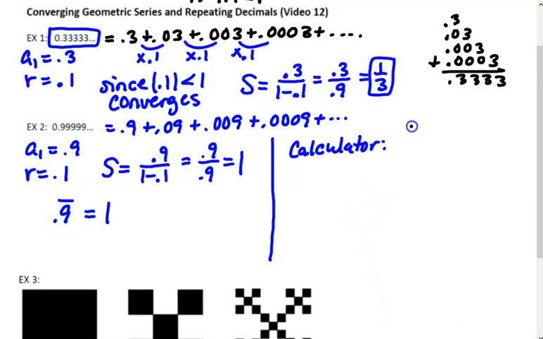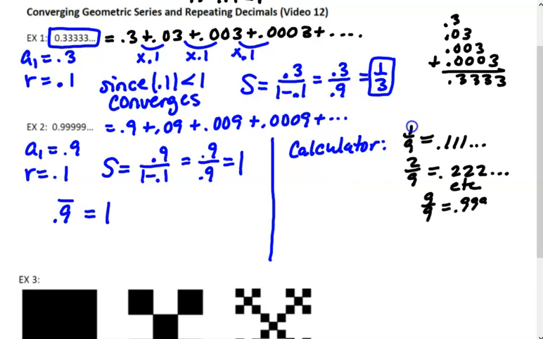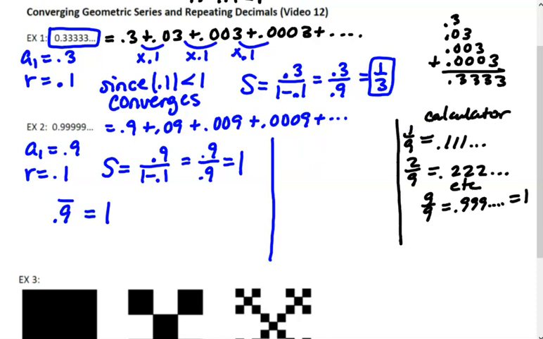Now let's take a look at one more. Okay, so I'm just going to write 1/9 equals 0.111, 2/9ths equals 0.222, etc., etc. 9/9ths equals 0.999, but it really equals 1. Okay. Now another thing, so actually I'm going to write calculator up here. This is calculator. So there's one other thing that shows you that.